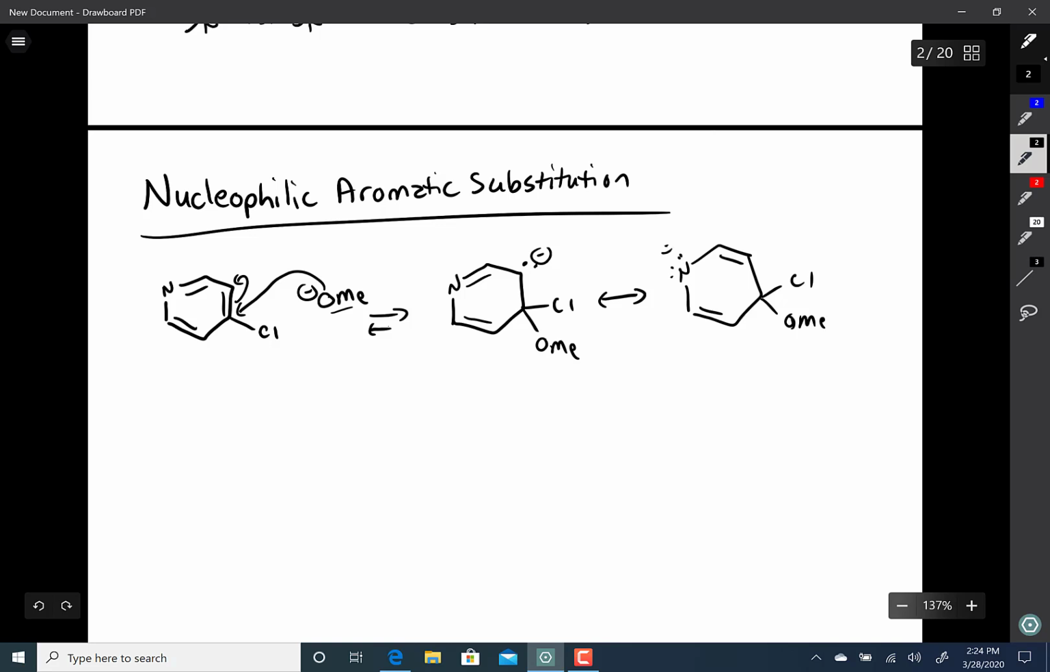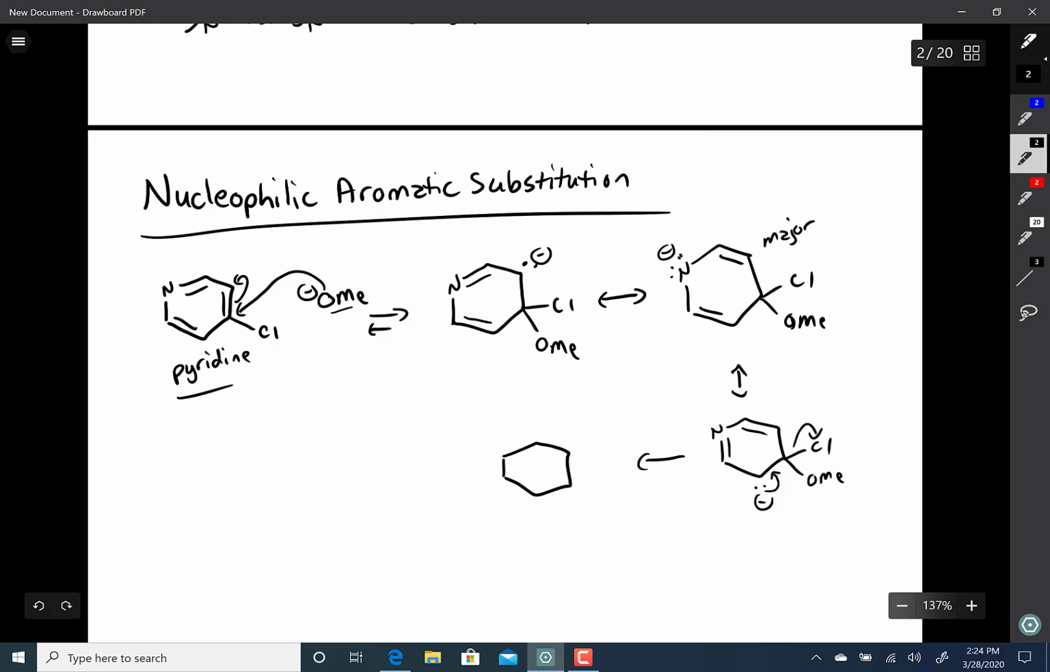And in the case of pyridine type species, that negative charge is stabilized by putting the electron density up onto the nitrogen. Making this the major resonance structure. And then the electrons come back down and kick off chlorine. Now, this last step really is irreversible.